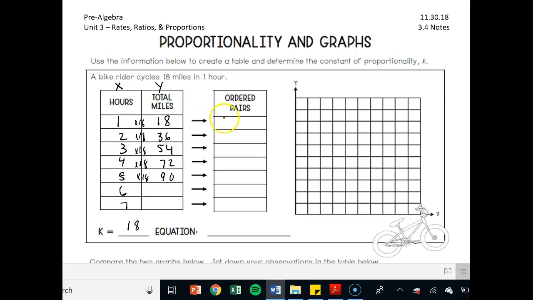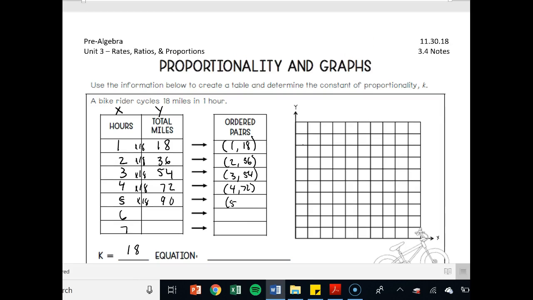Our ordered pairs are simply going to be 1, 18; 2, 36; 3, 54; 4, 72; 5, 90. And then our equation for this graph is just going to be simply y equals 18x.